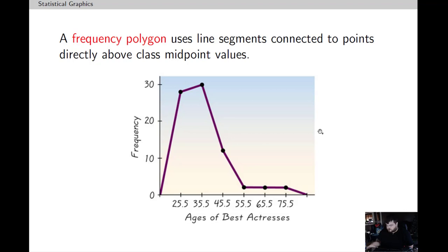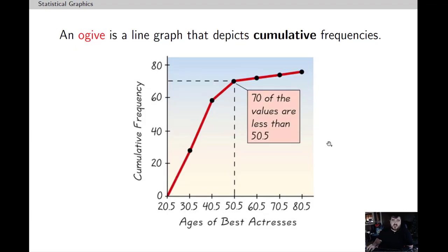Okay. Next we have an ogive plot. This one has a kind of weird name, but it actually represents a cumulative frequency over time. So it's like adding up as you go. If you remember the cumulative frequency distribution, it's basically that in a graphical form.